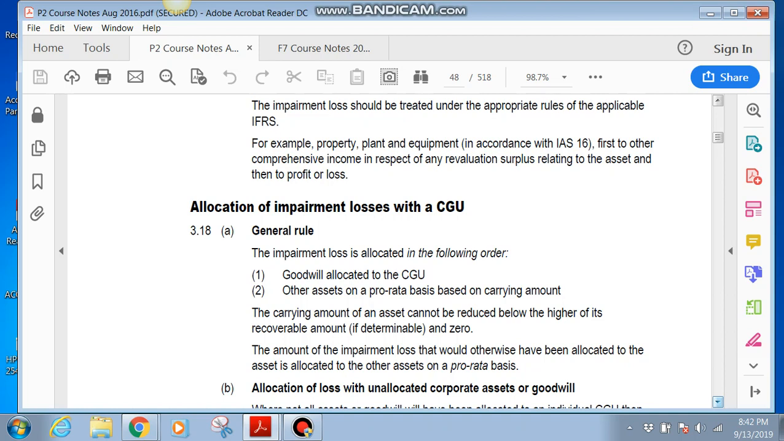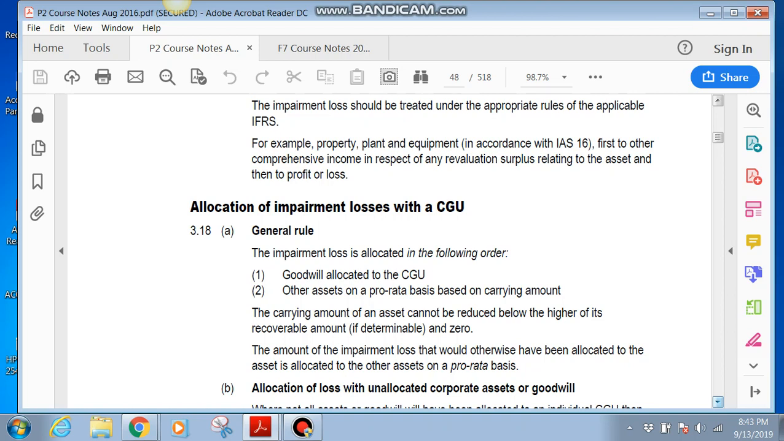But in allocating this impairment to the other assets, you have to ensure that the carrying amount of the assets cannot be reduced to below the higher of its recoverable amount and zero. Okay? If there is excess impairment loss, then you have to take it to the other assets which are remaining on a pro rata basis.